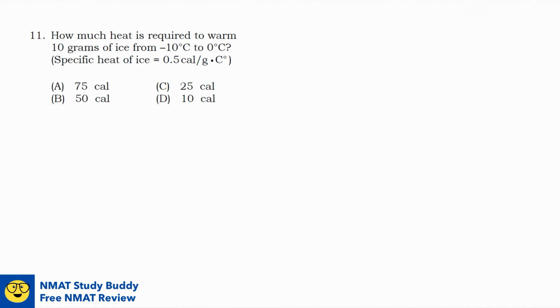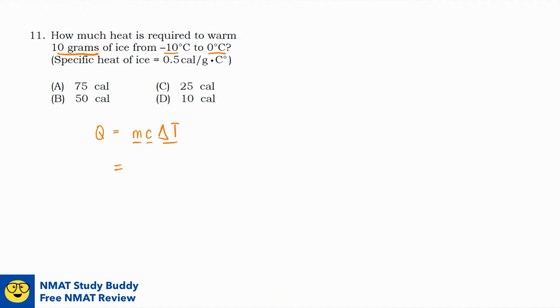Number 11, how much heat is required to warm 10 grams of ice from negative 10 degrees Celsius to 0 degrees Celsius? Yan, specific heat of ice is 0.5 calories per gram Celsius. Yan, so, dito, gagamitin natin yung formula for heat. So, yung formula for heat is Q is equal to mc delta T. Or yung mass times yung specific heat times yung change in temperature.